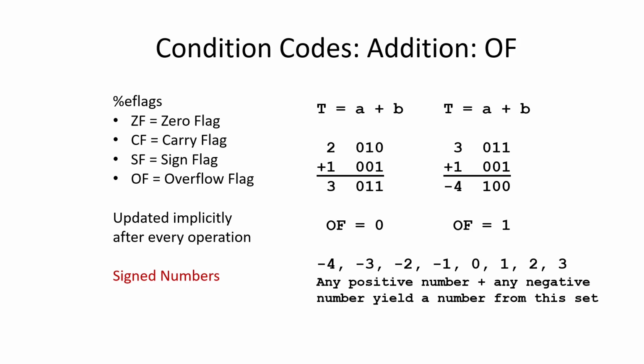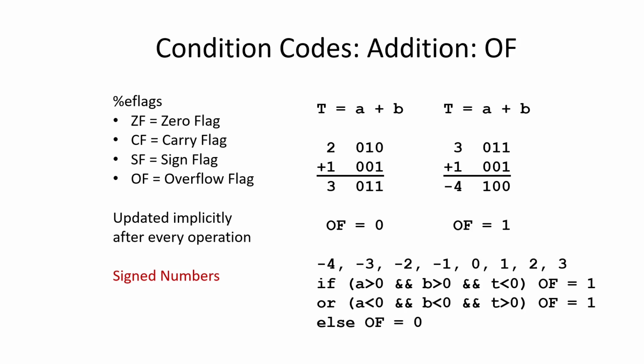So a couple of observations. If I take any positive number and any negative number from this number set and I add them together, I must get another number that exists in this set. I can't overflow if I've got one positive and one negative number. Any combination works. Where I can see overflow is if I've got 2 positive numbers, they can wrap around and end up on the negative side. Or if I've got 2 negative numbers and I add those together, they can wrap around and end up on the positive side.